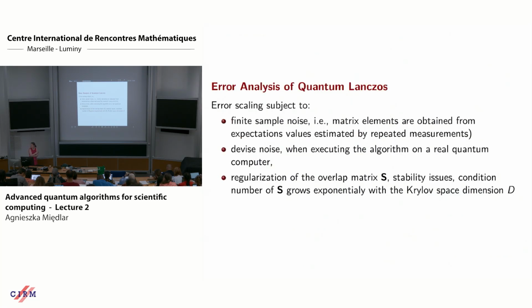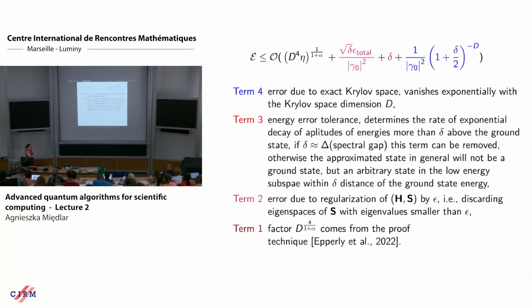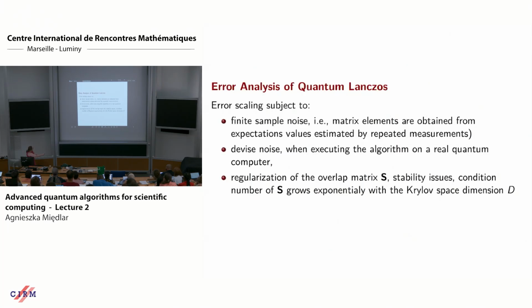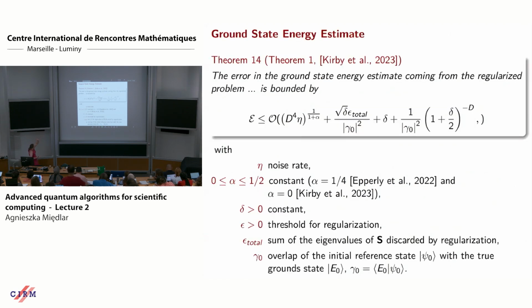But what I want to talk about, just briefly, is the error analysis of this method. And of course, I have way too much, as usual. So the error is up to some initial things that we have to skip, like finite sample noise, device noise, and regularization because we don't have an orthogonal basis. All these conditions are here. And this is the result in terms of the ground state energy estimate. So this is the error in the ground state energy, and it has these different components.